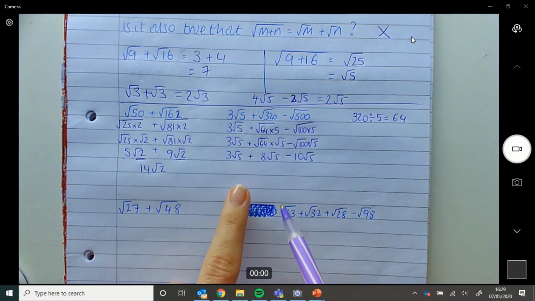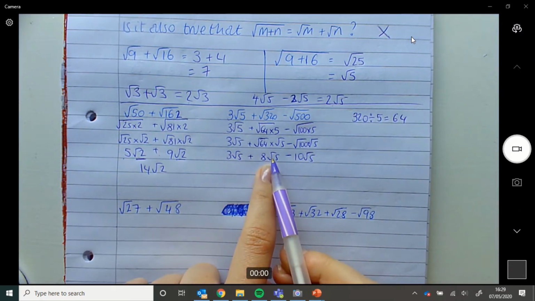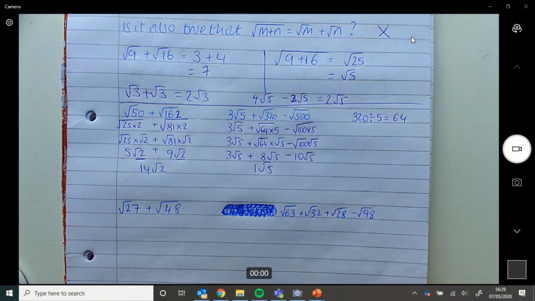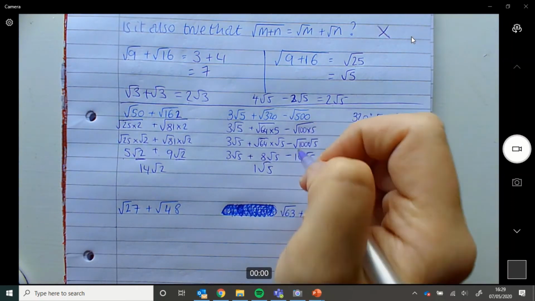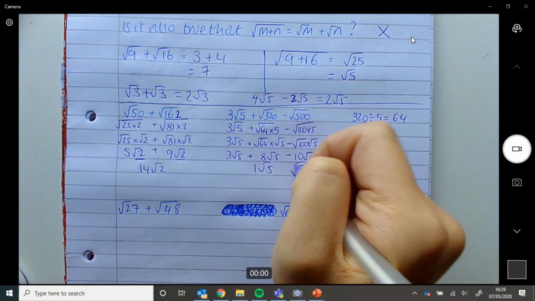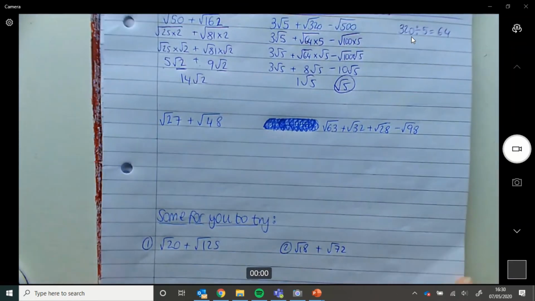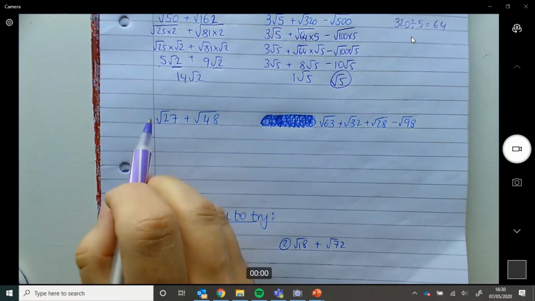Now all I need to do is put them together. If I've got 3 of something plus 8 of something, that gives me 11 of something. 11 of something, take away 10 of something gives me 1 root 5. Just like with algebra, I wouldn't write it as 1 root 5, I would just write root 5 as my answer. 2 more quick examples to have a go at, and then I've got a couple for you to try.